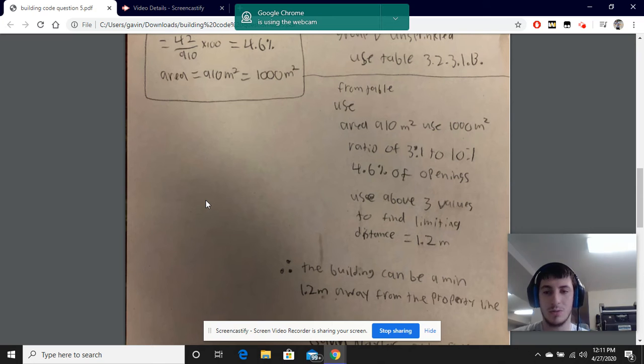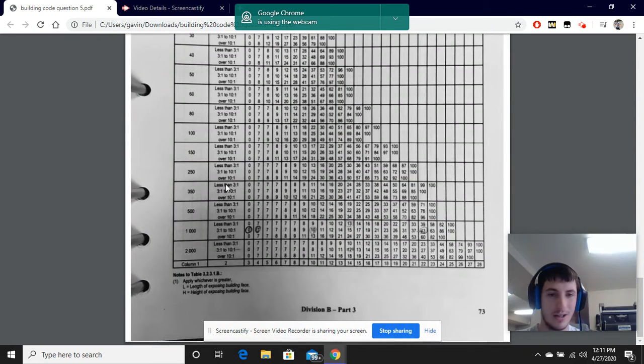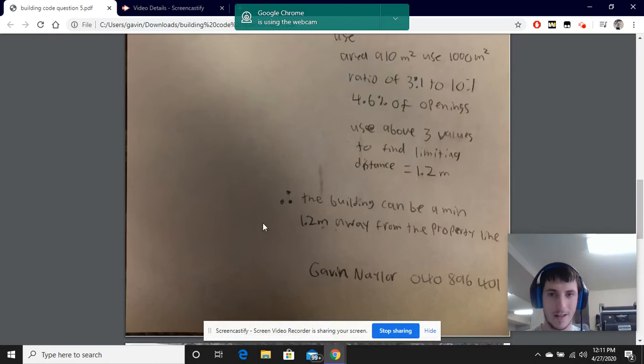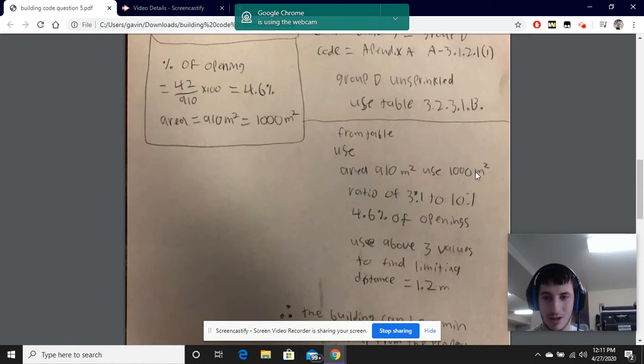If it falls between 3 and 10, it has a ratio of 3 to 1 to 10 to 1. There are 2 more: less than 3 to 1, which you'd use if the ratio is less than 3 to 1, or over 10, where you'd use this one. So right now we have the area and a middle number, 3 to 1 to 10 to 1, so we'd be looking at all the middle numbers here. Back to that: use 1,000 meters squared, the middle of the ratio, and we have 4.6% of openings.